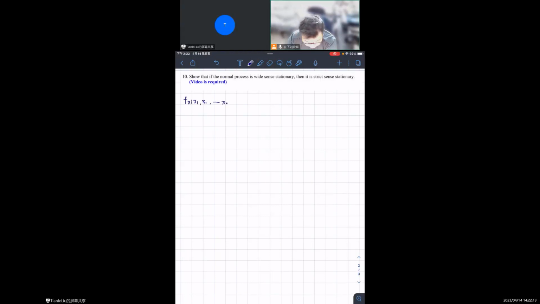With t1, t2, tn equals f of x, x is the same, but for t it is t1 plus epsilon, t2 plus epsilon, until tn plus epsilon.